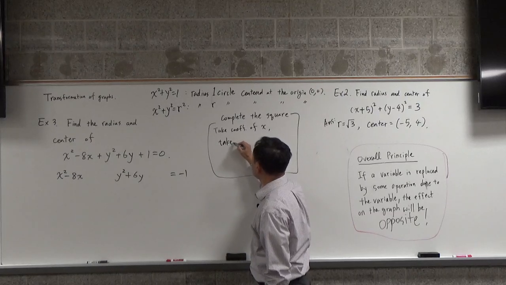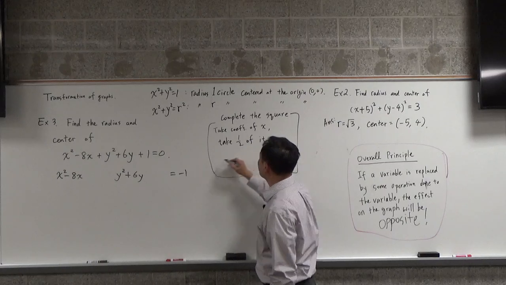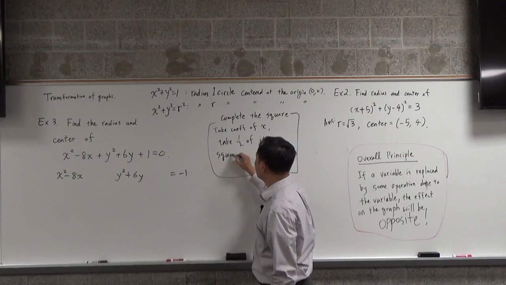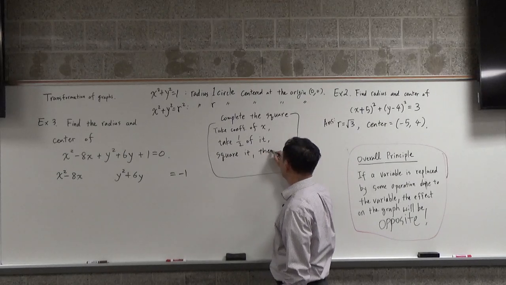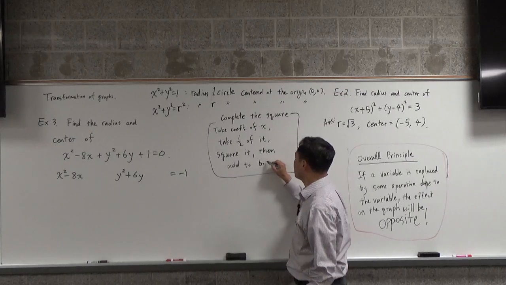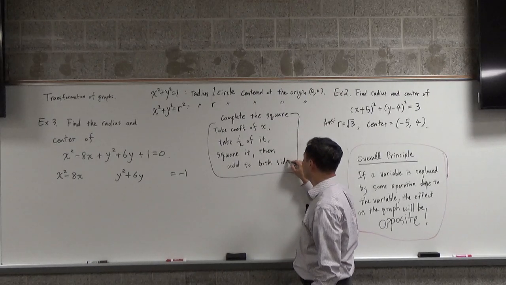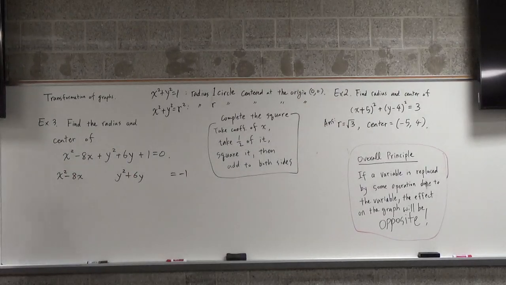Take 1/2 of it, square it, then add to both sides. Yeah, that's the simple way of doing things, okay?